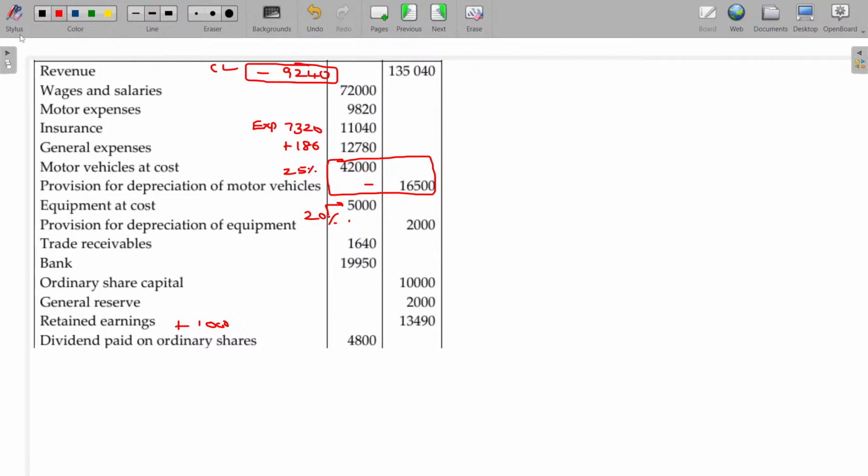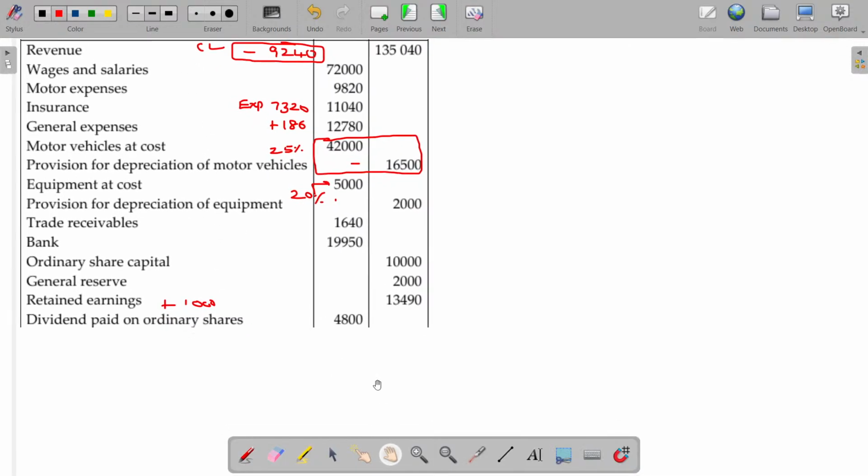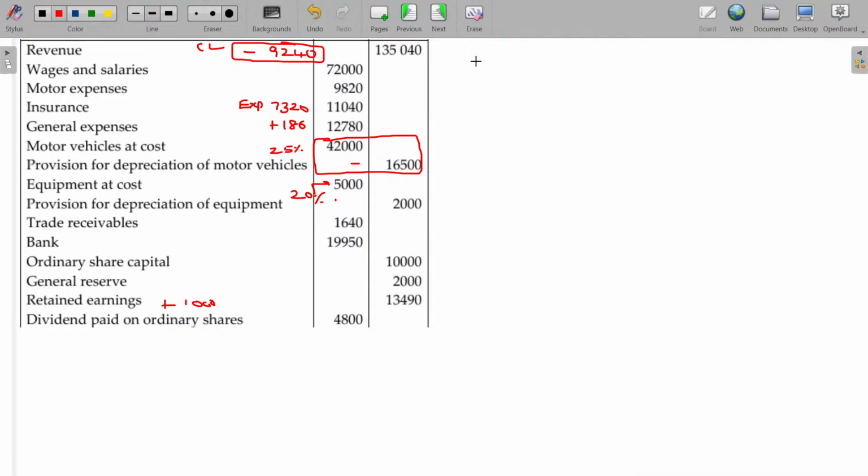So now let me prepare the income statement. Under that, we start with the revenue. Revenue being 1,35,040 minus 9,240, 1,25,800. We don't have the inventory. Directly you can subtract the expenses from here. We have been given wages and salaries.